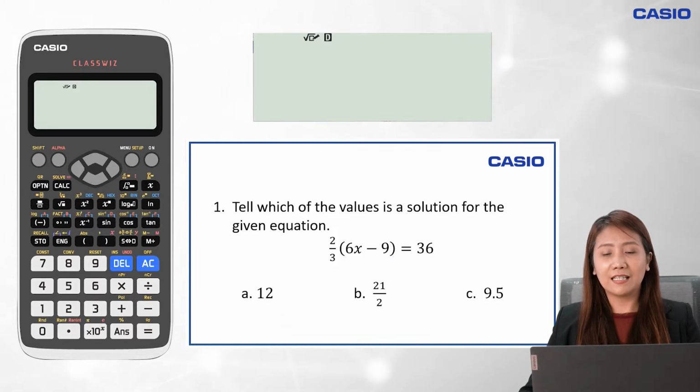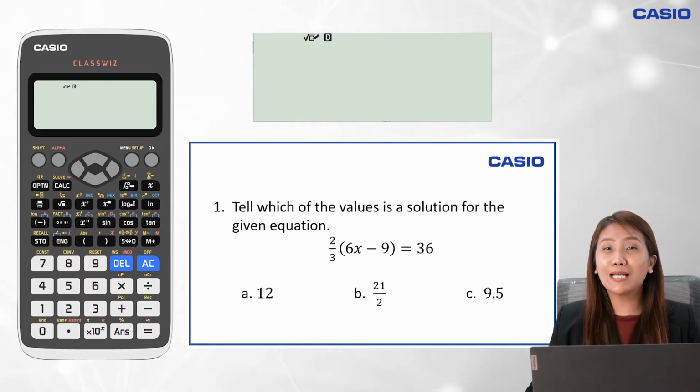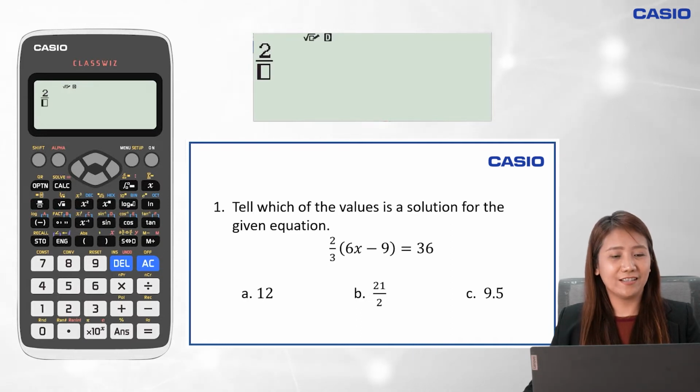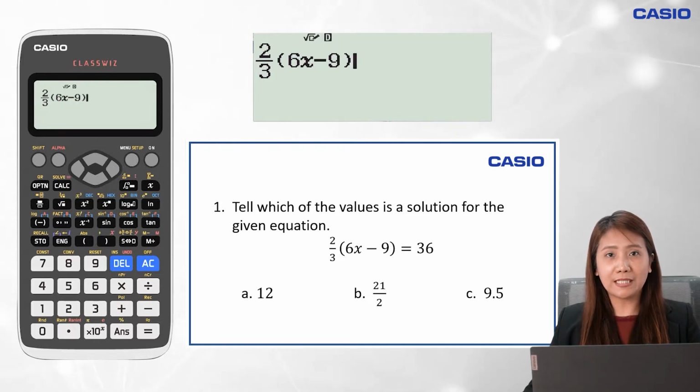So let's start with the first given. To tell whether each item is a solution, key in the expression. Key in the first side of the equation, and the answer should be equal to the second side, which is 36. Let's input the expression, starting with 2, then the fraction key, 3 in the denominator, arrow right, we click on open parenthesis, then 6, followed by x, minus 9, then close parenthesis. To test the first value, we press Calc.